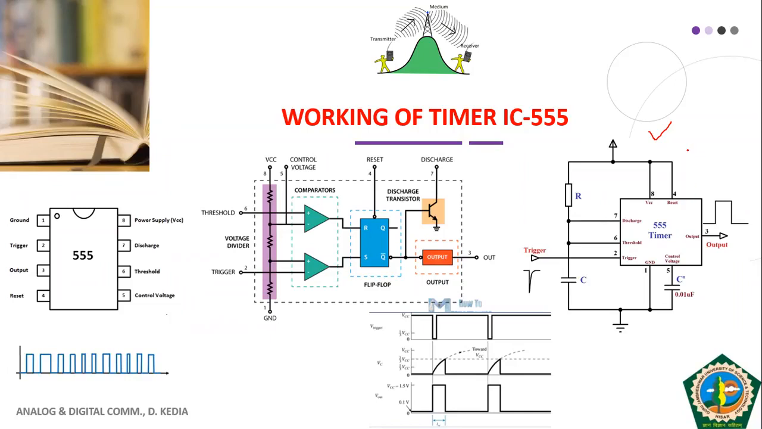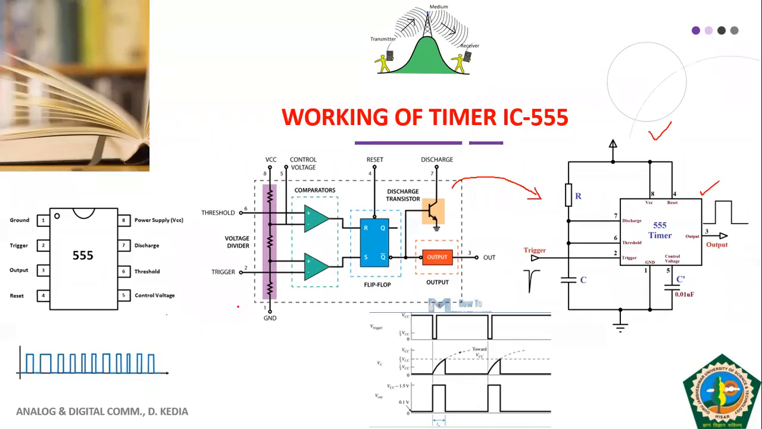Okay, so the circuit shown on the right of this slide is your IC 555 timer in monostable mode. So let us see what changes have been made to this internal diagram of IC 555 so that it works in monostable mode. So this is our 555 timer IC.